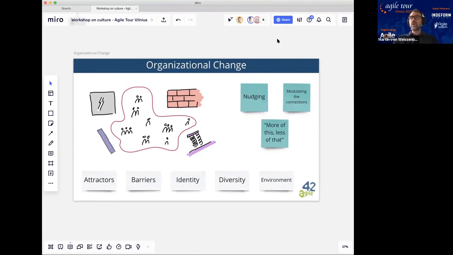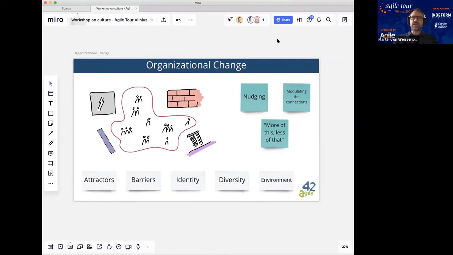It's difficult to predict the outcome. You try to do something and then it might end up in a different way. So you might introduce a change and then people react in different ways than you anticipated. So we need to use complex management tools for handling this. And that means nudging the organization, trying to change it in small ways.